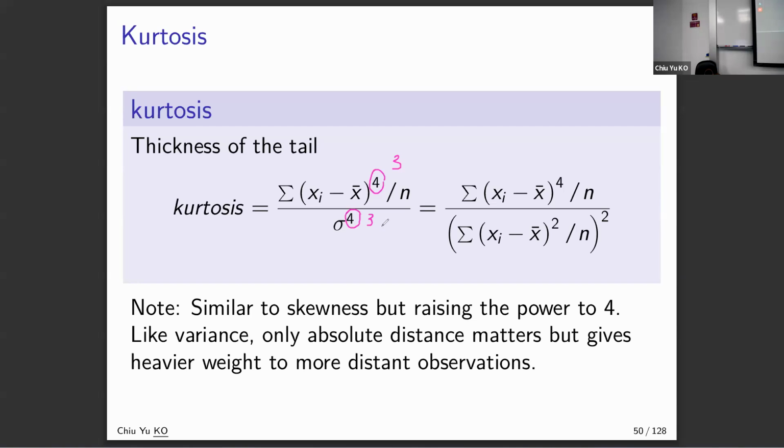So if you have an outlier, if it is very far away from the mean, either side, doesn't matter, negative or positive, raise to the power 4, this number will be huge, okay? That means that we want to detect outliers, or we want to look at the tail. That's why people call this a measure of the tail, fat tail or thin tail. There are a lot of outliers or fewer outliers, okay?